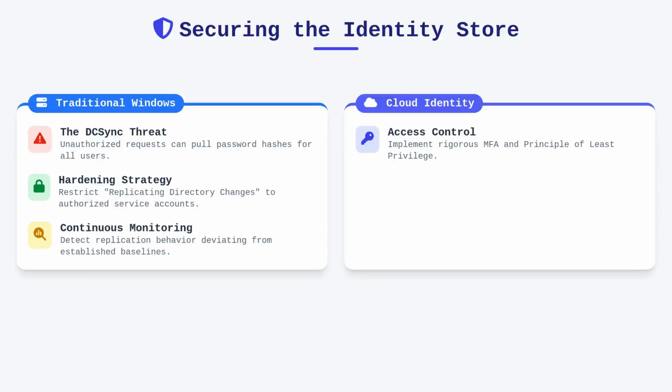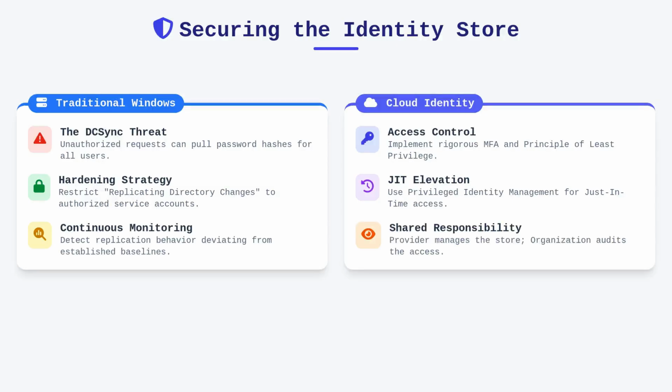As we move to the cloud, the identity store is managed by the provider, but the responsibility to audit and secure access to that store remains with the organization. This means implementing rigorous multi-factor authentication, enforcing the principle of least privilege for directory roles, and utilizing privileged identity management solutions that require just-in-time elevation.